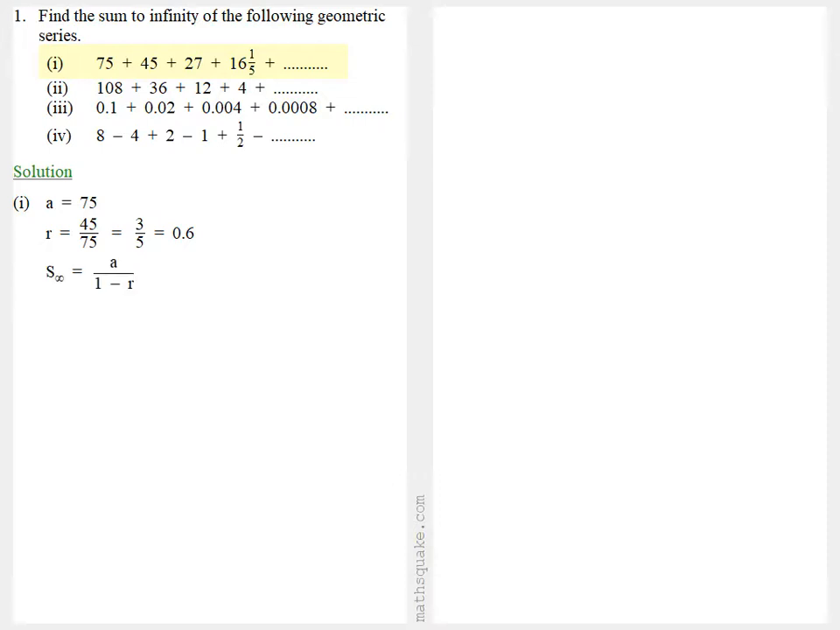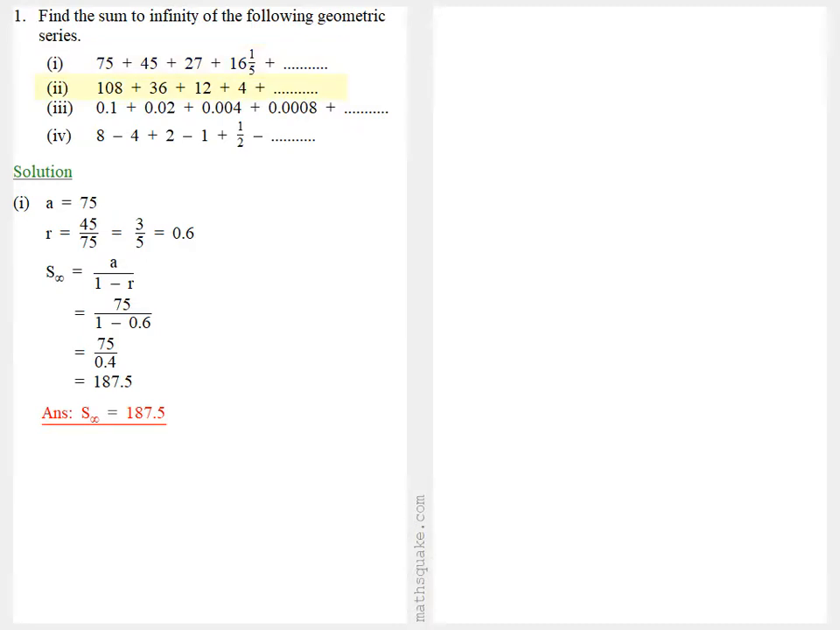Now the formula for the sum to infinity is a over 1 minus r. So a is 75 and r is 0.6, so that's 75 over 1 minus 0.6, or 75 over 0.4, which is 187.5. So that's our answer for the sum to infinity.